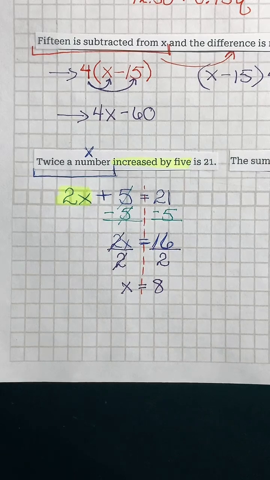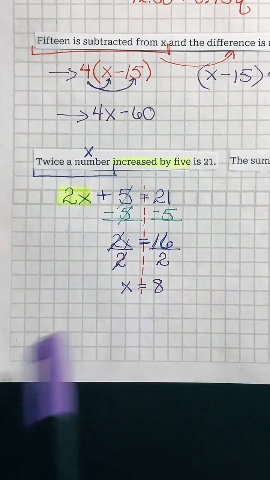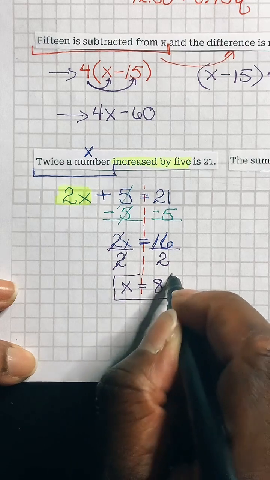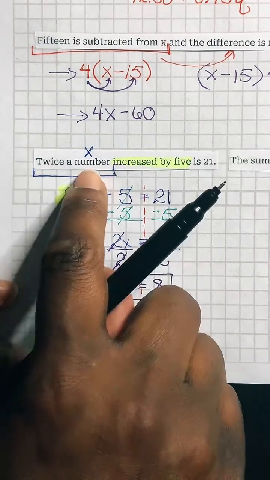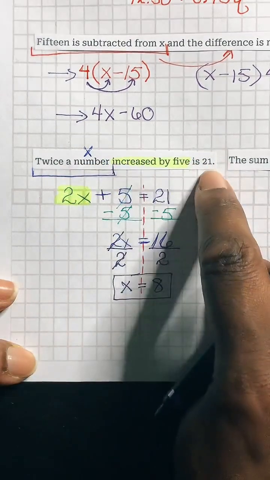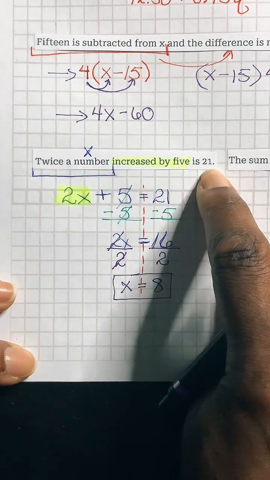Okay. But you can do the 5 halves. You can divide everything by 2, but a lot of people like to isolate first. So this is saying that 8 is going to be the number when multiplied by 2 and added to 5 is going to give us a true statement of that 21.